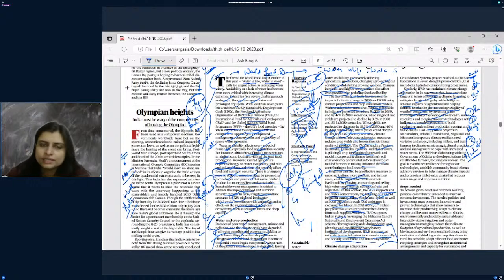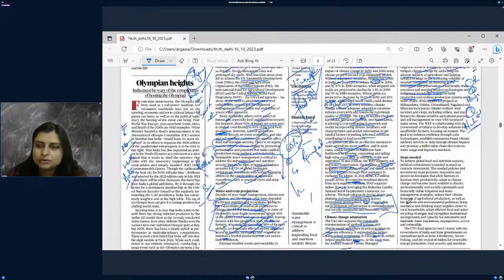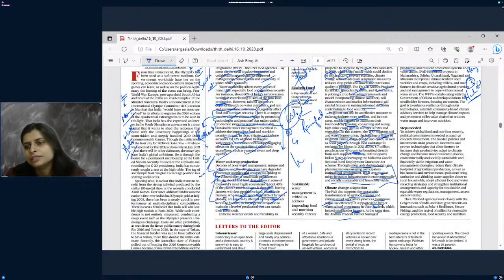Apart from this, what are the steps needed? Now, this could be your way forward if you want to achieve global food security and nutrition security. Political commitment is much needed. So, the first thing the author is targeting is that political commitment is much needed.